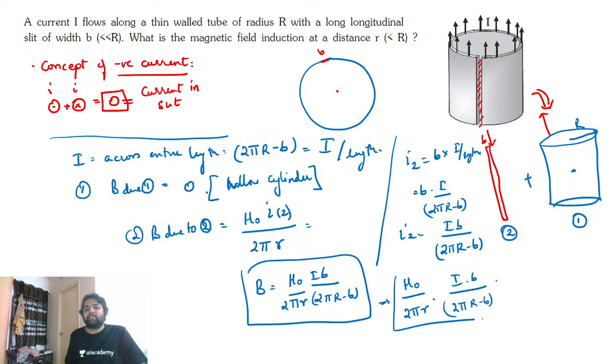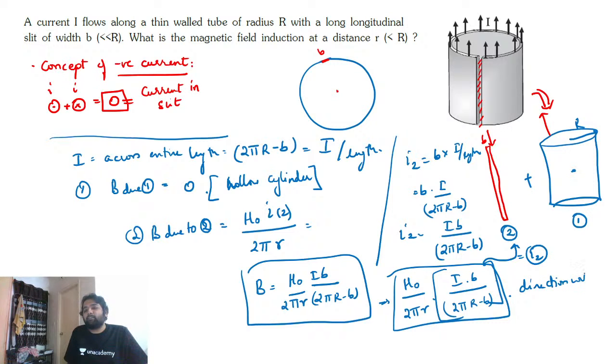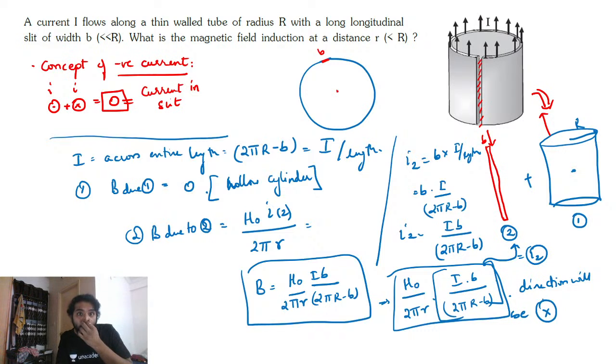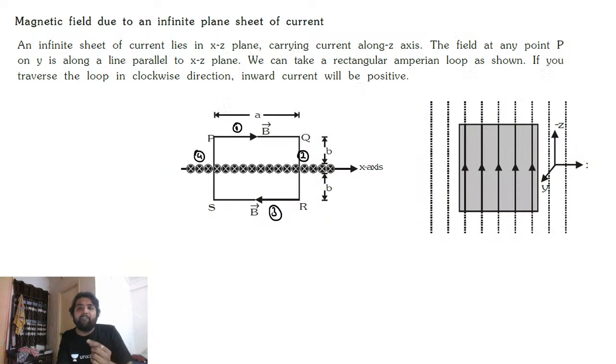So I hope this is clear, guys. It's very simple. It's very straightforward. It is nothing but mu naught I by 2 pi r, and this is nothing but the current in this direction. This is nothing but I2 direction, and the direction of field will be inwards because this will give 0. This will be 0. It will be x direction. I hope it's clear. So this is about current flowing through a hollow thin wall tube having a small break.